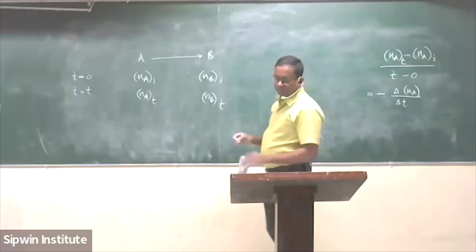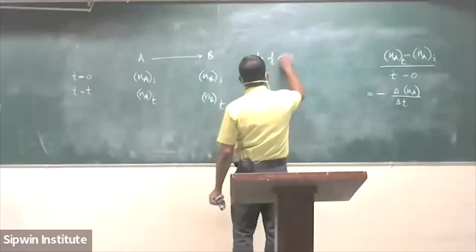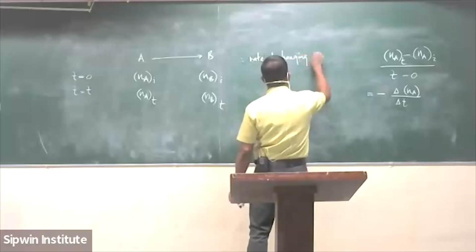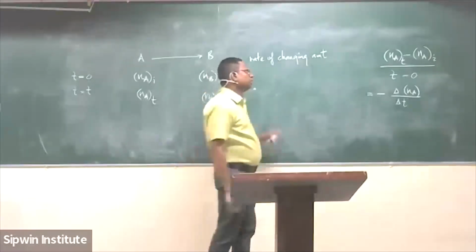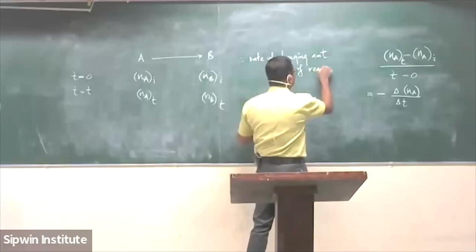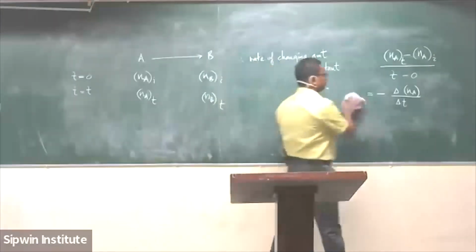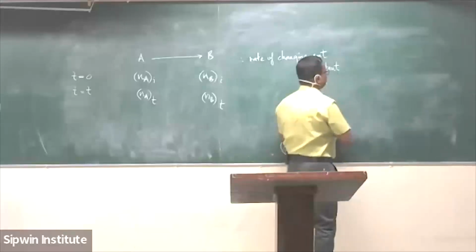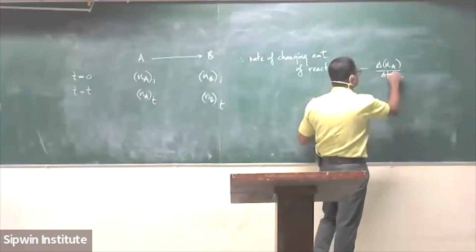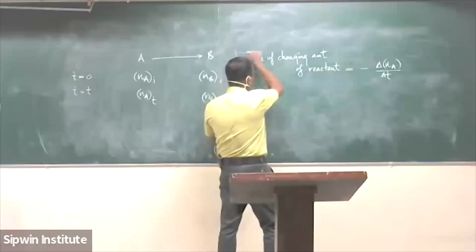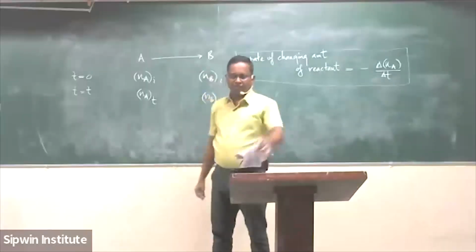Next line. Therefore, rate of changing amount of reactants, change in amount of reactant, equal minus delta NA over delta T. Any reactant you can consider there.